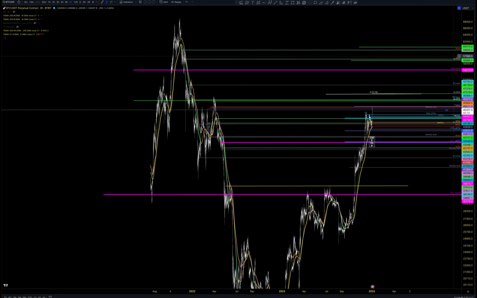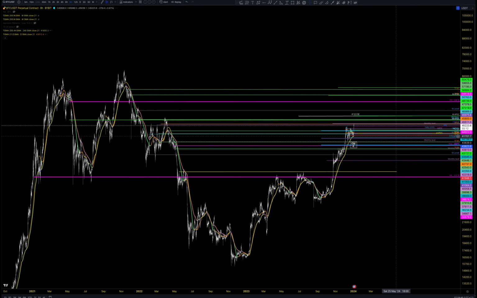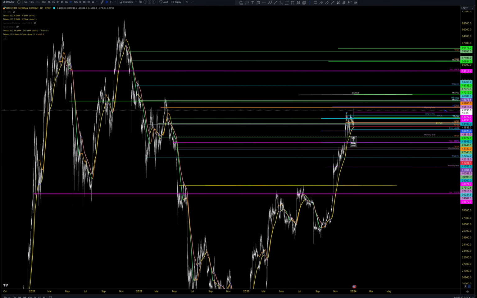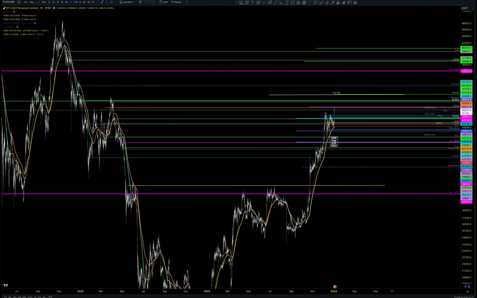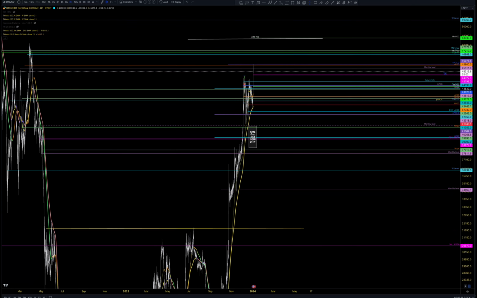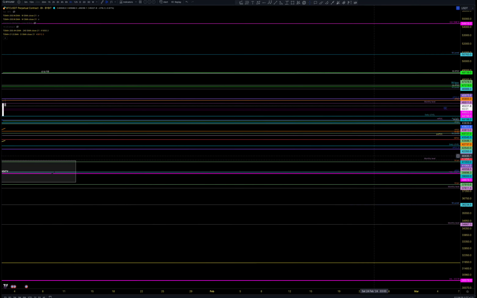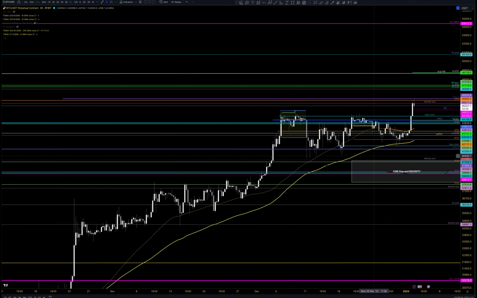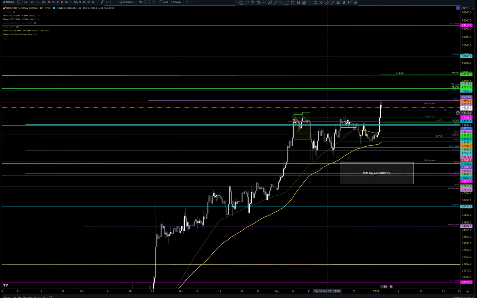Here we have these levels, and I really don't want to go into explaining all this, but there are points of control. Naked point of control, if you don't know what that is, I suggest you look it up. I am doing a video for my website to explain all this.